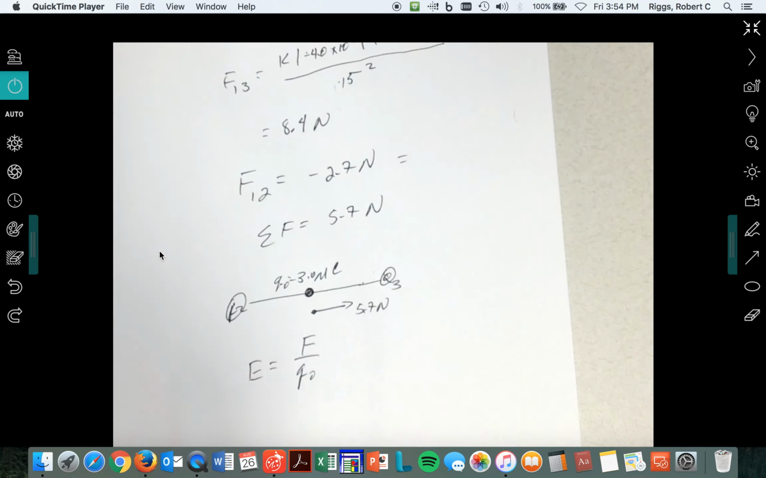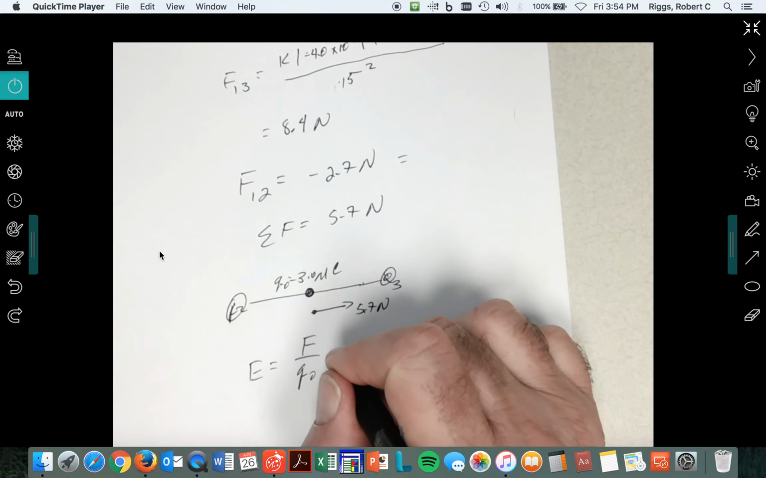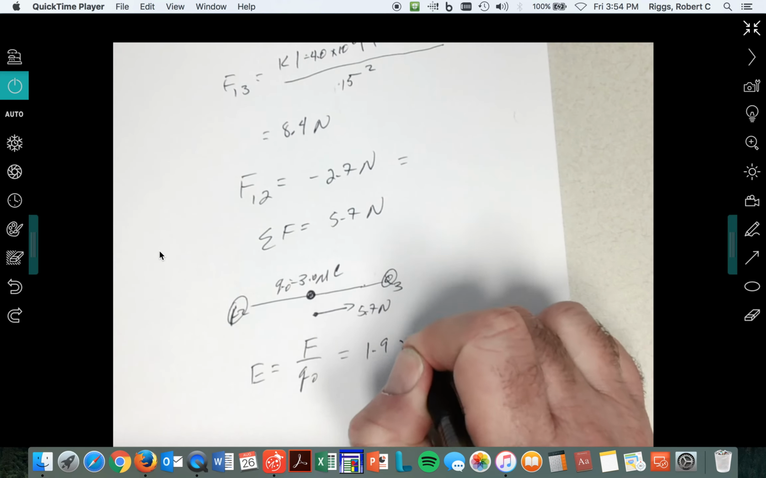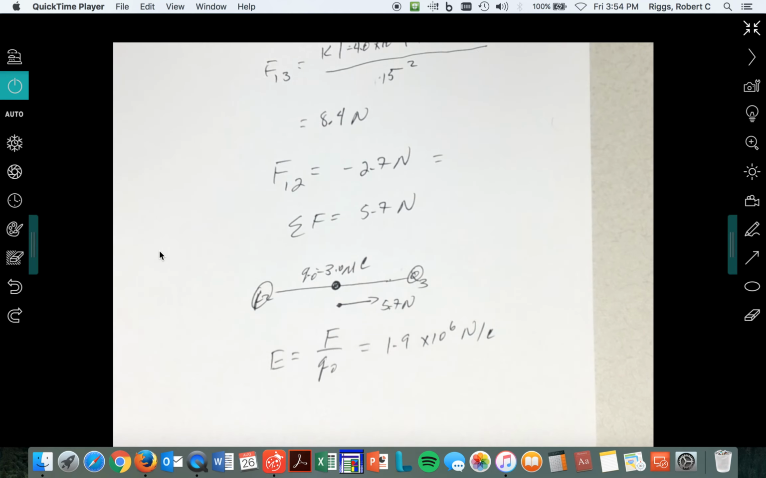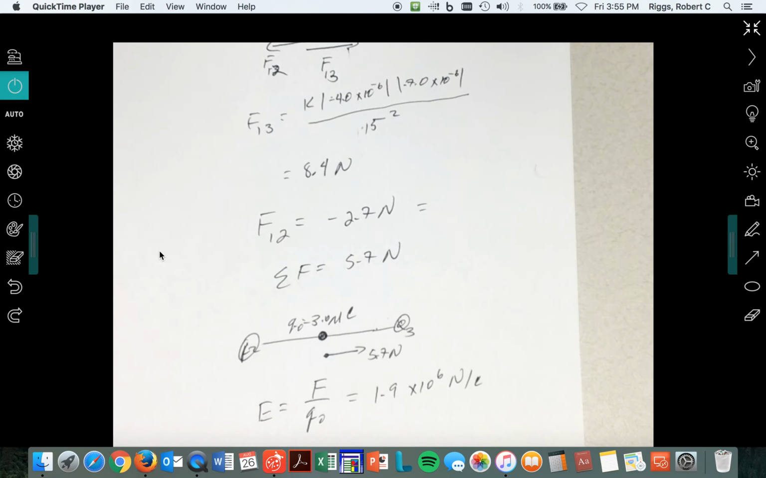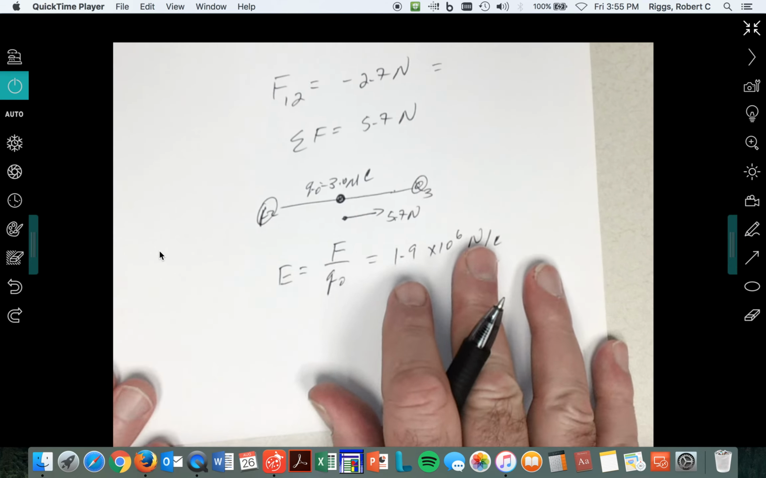And look what happens. I get 5.7 divided by that charge of, what was it? 3 E negative 6. Bang. And this equals 1.9 times 10 to the 6th newtons per coulomb. And that is what you should have gotten. That's the electric field around that point. That's the electric field that is acting on that charge at that point. And I made you do it the long way though.